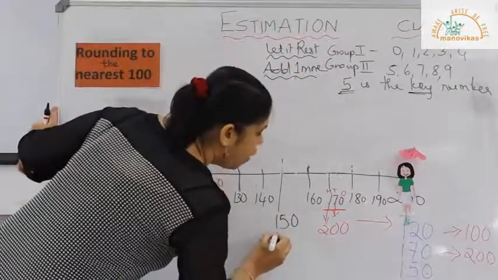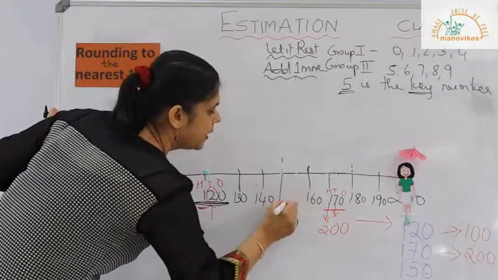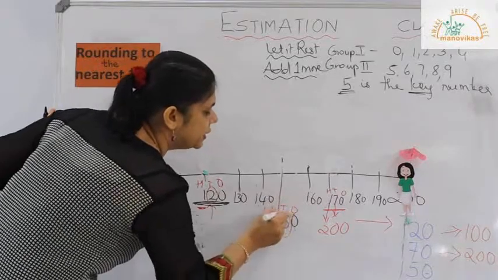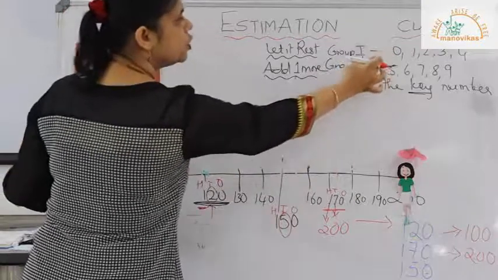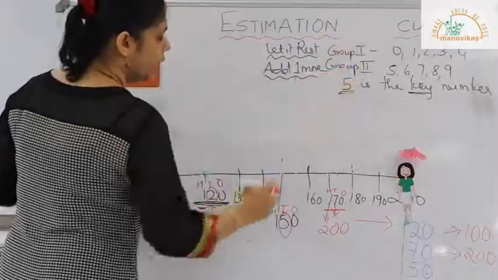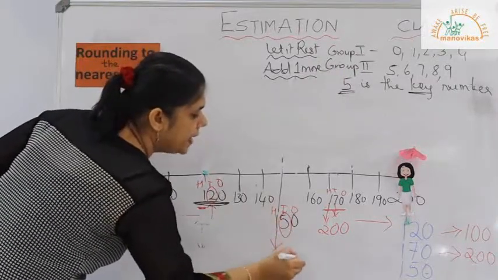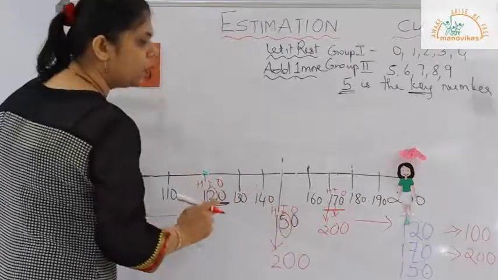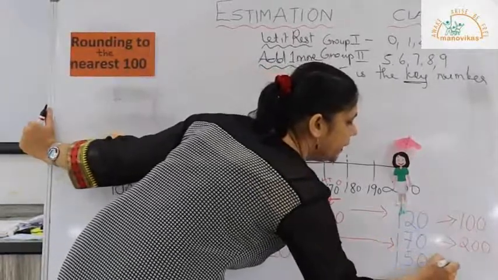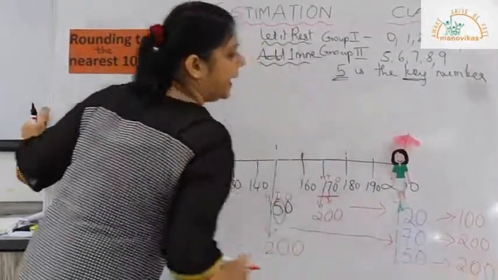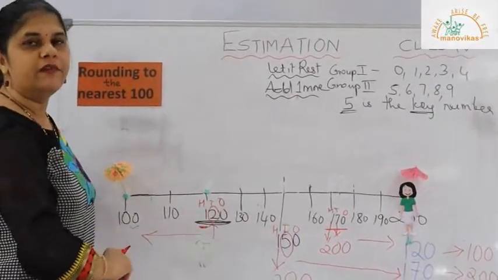Now, again, 150 has to be rounded off to the nearest hundreds. So, I will check the digit in the tens place. What is the digit here? 5. 5 belongs to group 2. So, what will we do? We will add more to this hundreds place. So, this will become 2 and the remaining digits will become 0. So, 150 rounded up to the nearest 100 will be 200 again. I hope you have very well understood this concept with the help of this story.